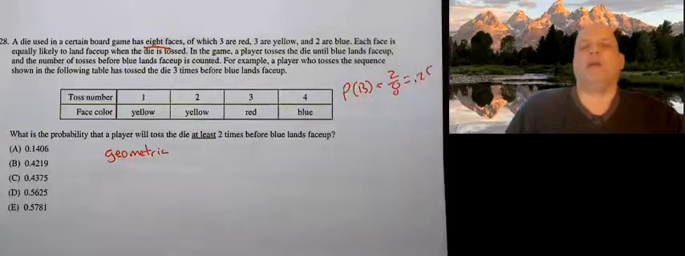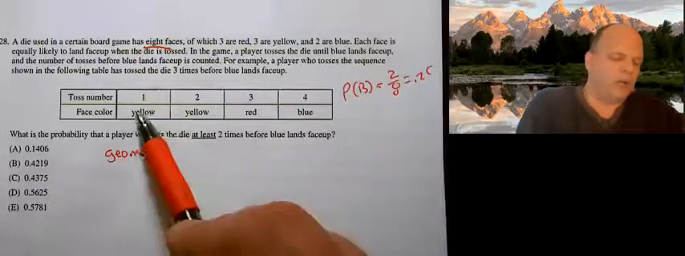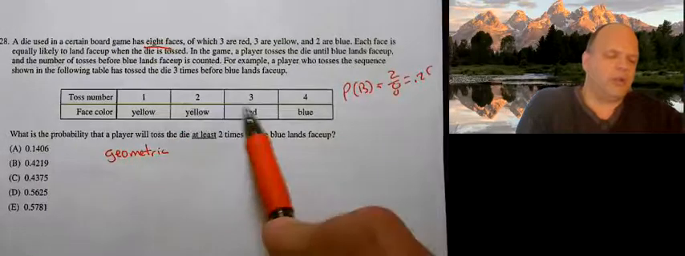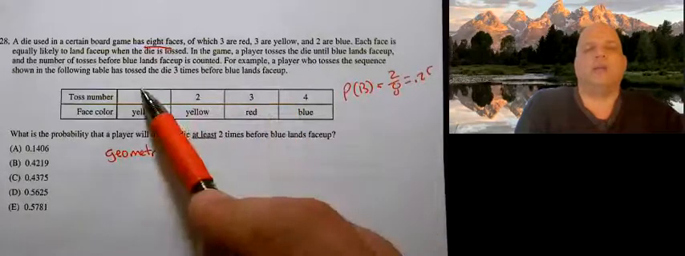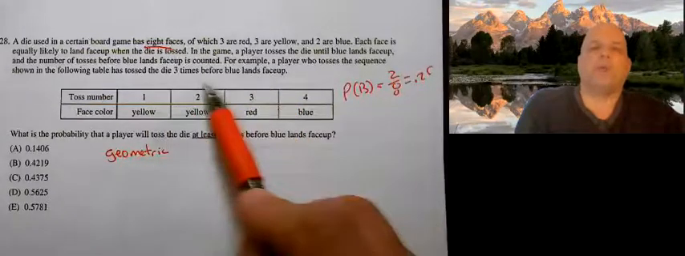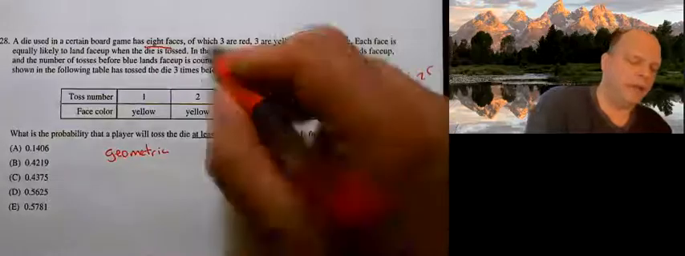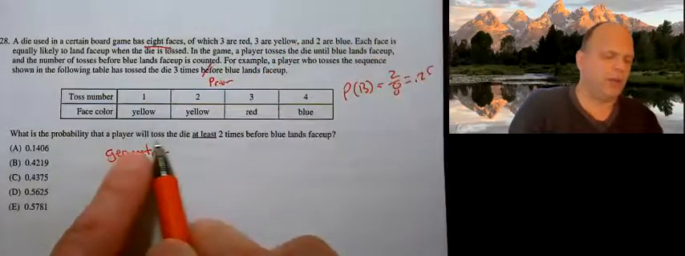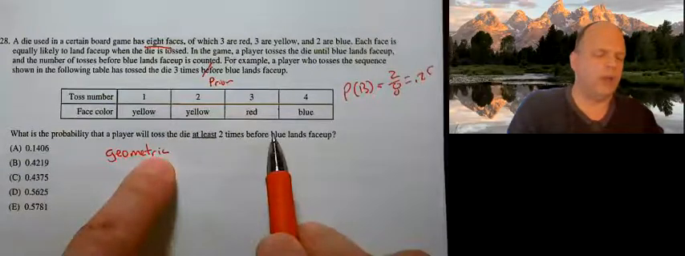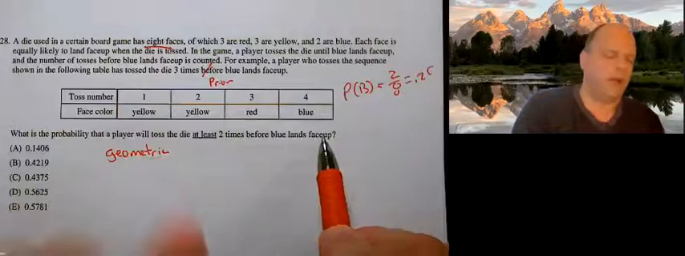For example, a player who tosses the sequence shown in the following table has tossed the die 3 times before blue showed up. So we tossed it 1 time, 2 times, 3 times. Then we got a blue on the 4th toss. So 3 times before blue, or prior to blue, might be a better way. Which of the following will toss the die at least 2 times before blue lands face up?